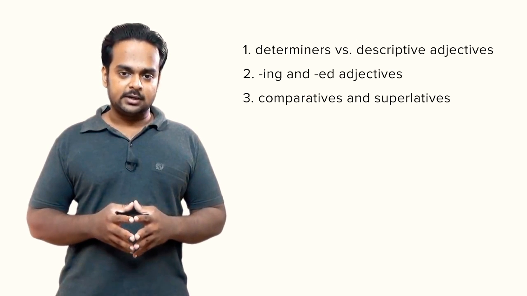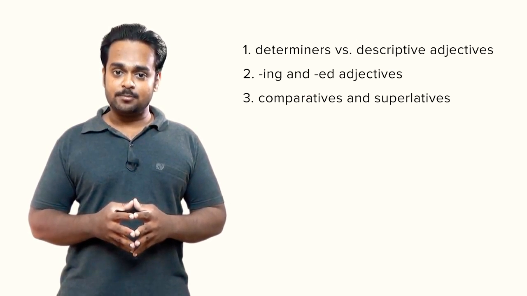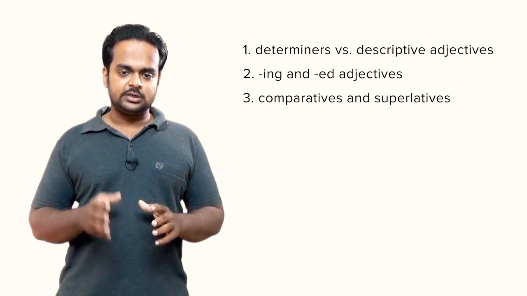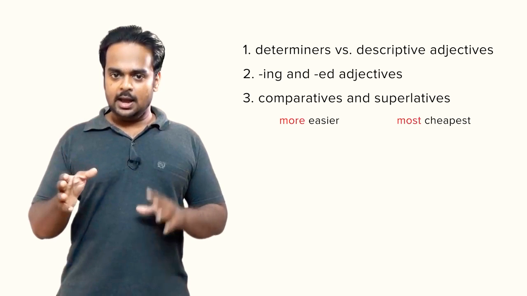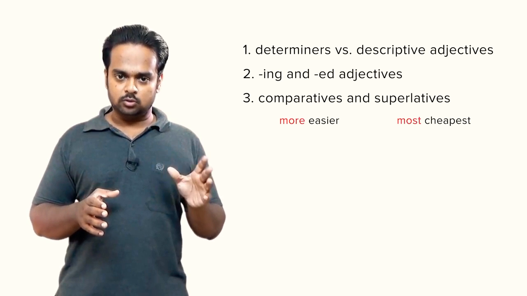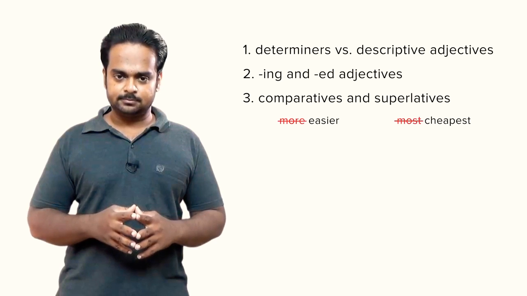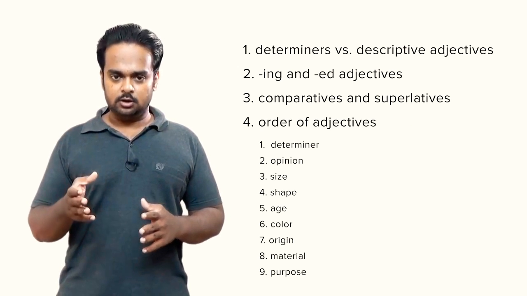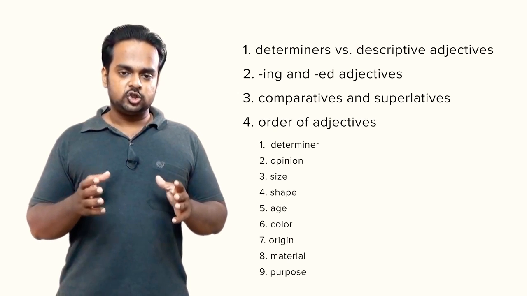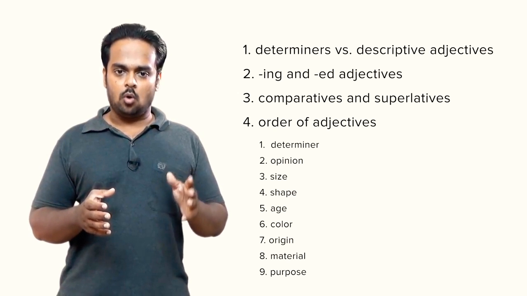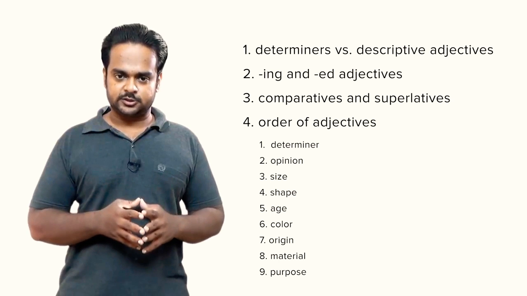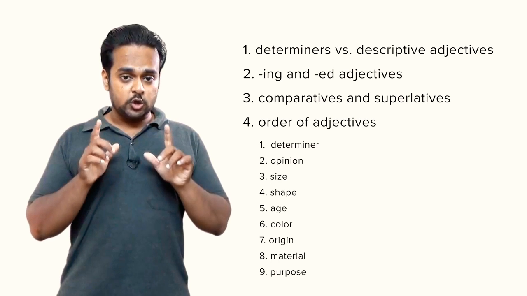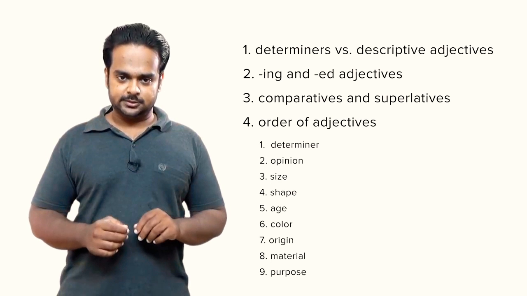Then we turned to comparatives and superlatives. Do you remember the common errors that we discussed? The errors are using ER forms with more and EST forms with most. Remember not to do that. And finally, we learned the order of adjectives: determiner, opinion, size, shape, age, color, origin, material, and purpose. The error is to mix up this order, so it's a good idea for you to memorize it.